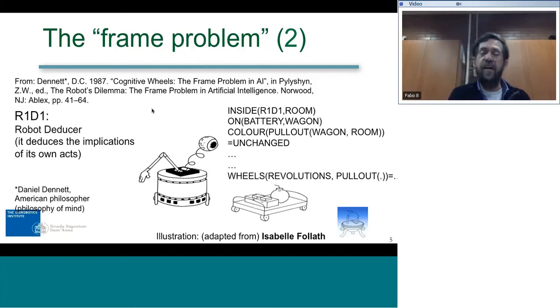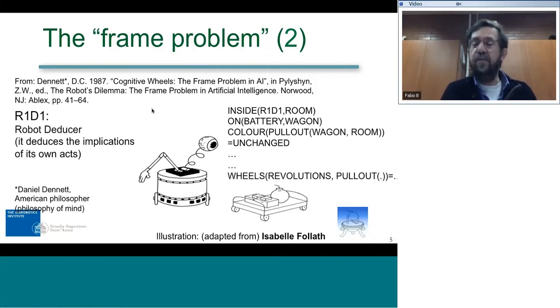consequences of my action, me, the artificial reasoning system of the robot. So a real program would be a bit longer with more details, but this gives the idea, right? So it will be like before. You go inside the room, you check where the battery is. The battery is on the wagon.